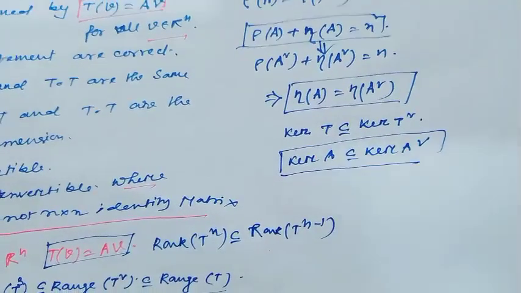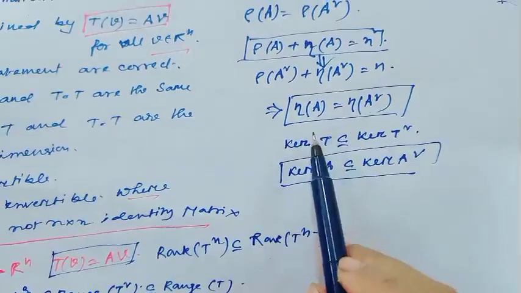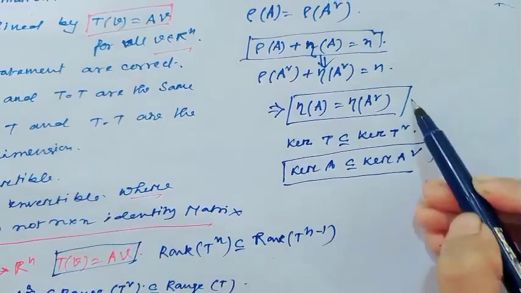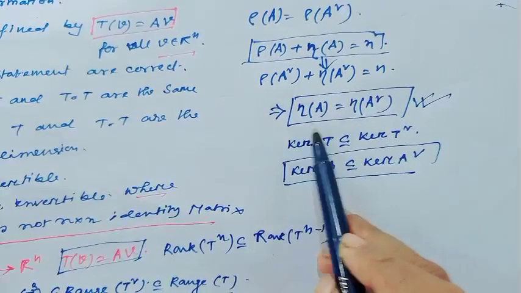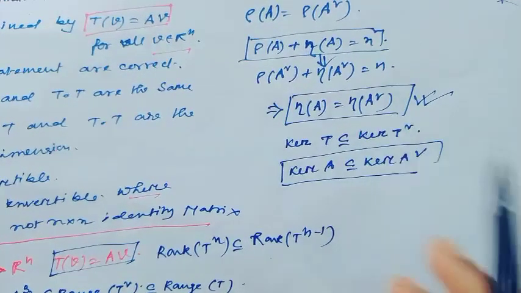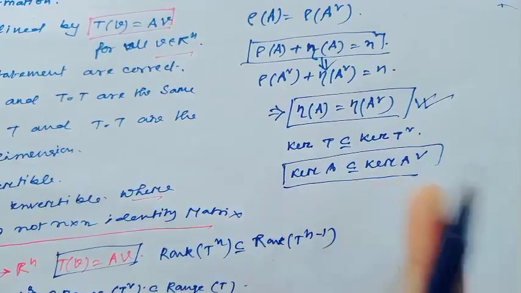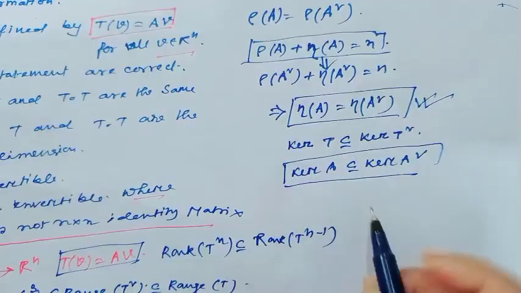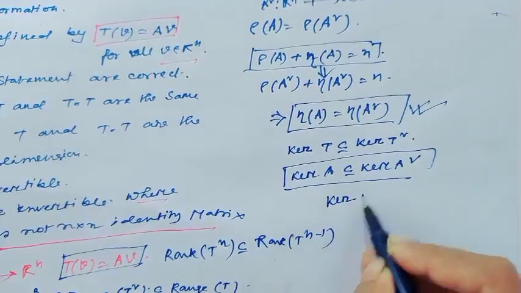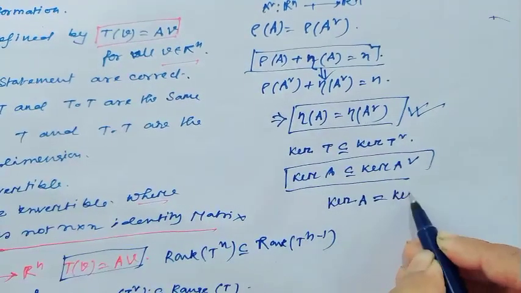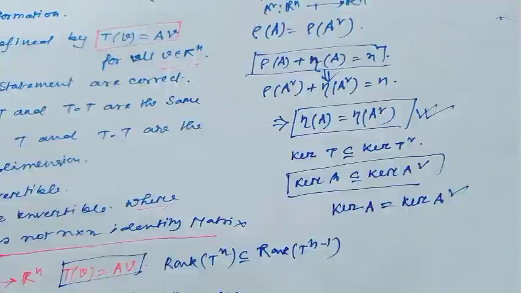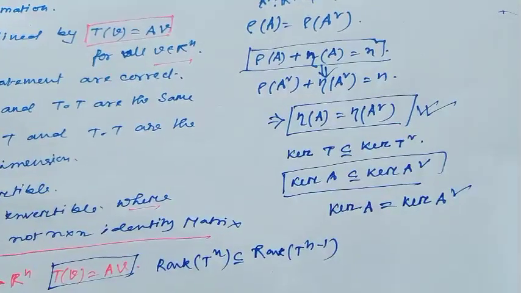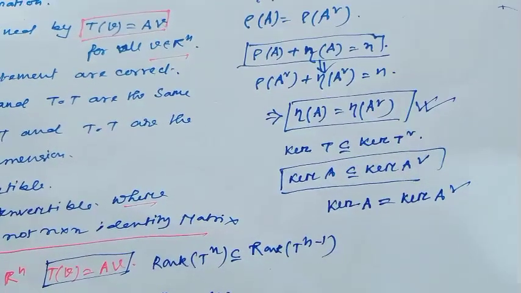Have you understood? Since kernel A contains kernel A square, but their dimensions are the same because nullity of A equals nullity of A square, and when one subspace contains another with the same dimension, these two subspaces are equal. That means kernel of A equals kernel of A square, because the dimension is the same. Okay, so let's see the options.